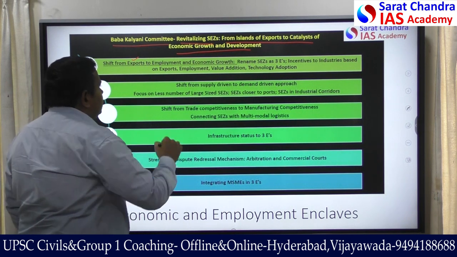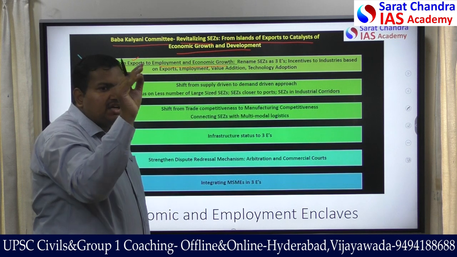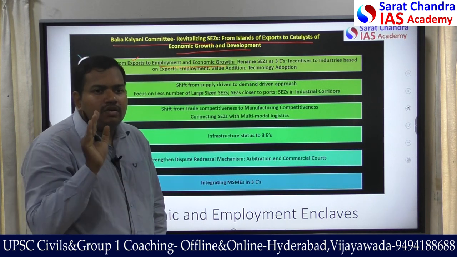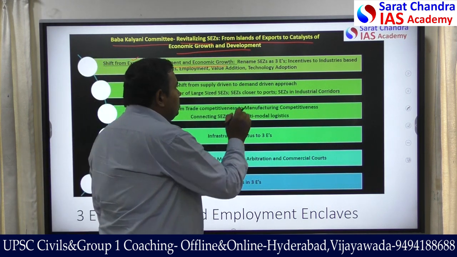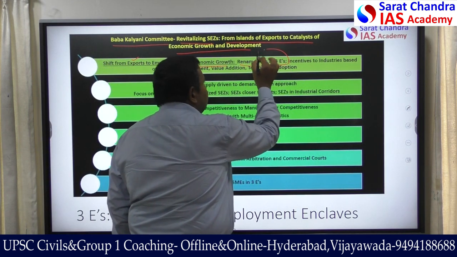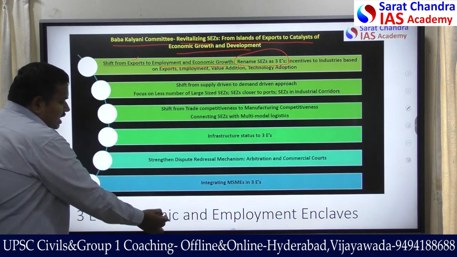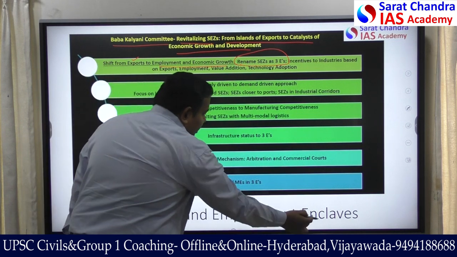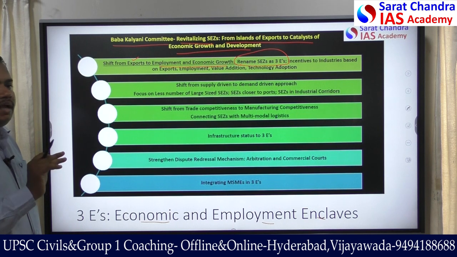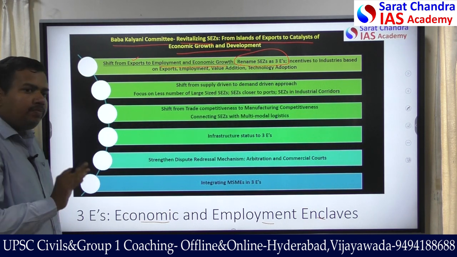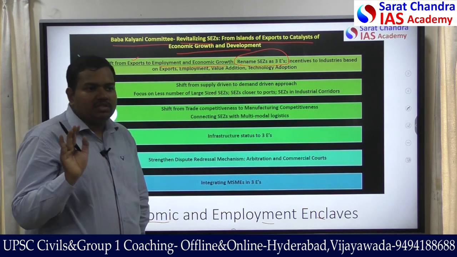Shift from export to employment and economic growth. Instead of just focusing on more and more exports, they need to contribute to more employment and economic growth of the country. For that, what are we going to do? Rename the SEZs as 3Es. So what is the 3E? Here I have given economic employment enclaves. They are going to be economic and employment enclaves, which will promote more employment and economic growth instead of just promoting exports.